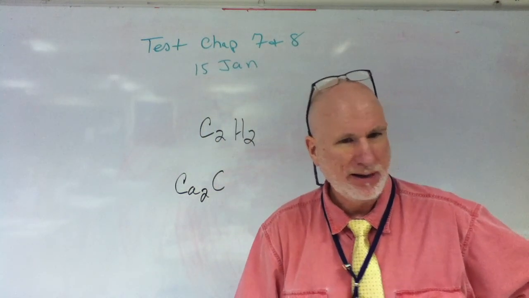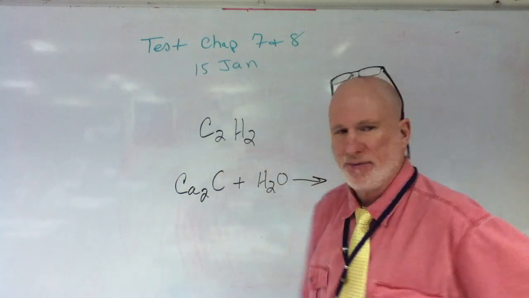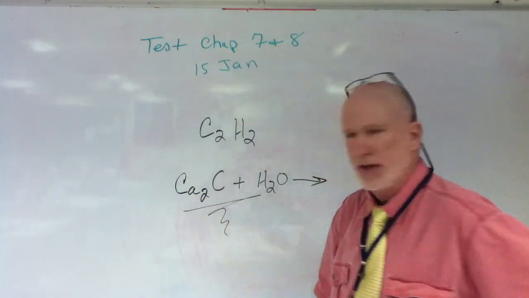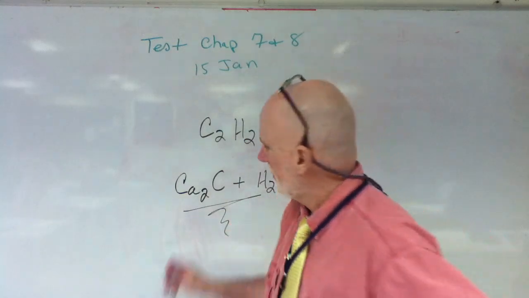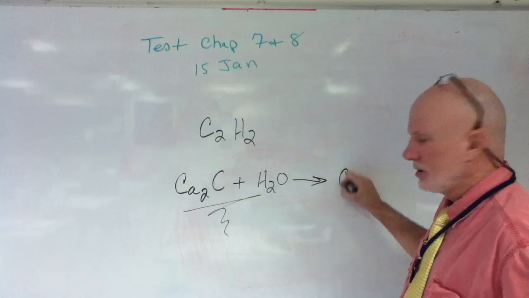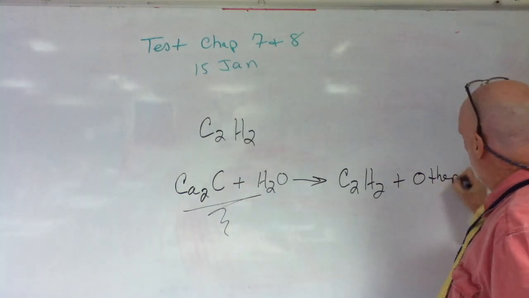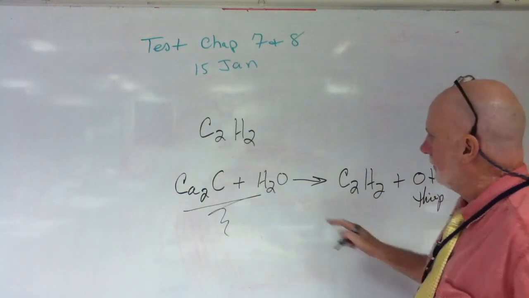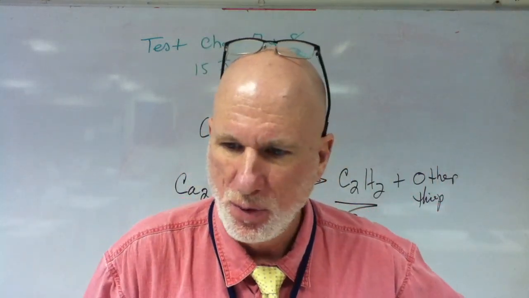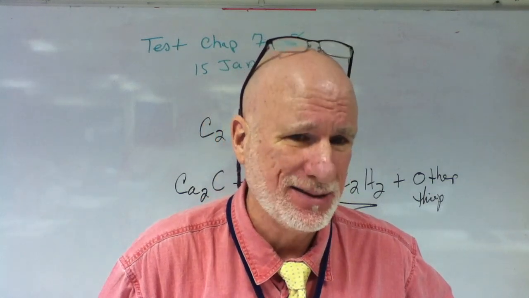calcium carbide, you ready? Plus water. I don't want to get too technical. We haven't done equation writing yet, but I'm just going to say this, that this stuff, calcium carbide, you should know that from our nomenclature, calcium carbide plus water yields a bunch of things plus other things. This is one of them. It's called acetylene. Do you ever hear of welders? A welder? Yeah. Oftentimes they use a gas called acetylene because it's so hot, right?